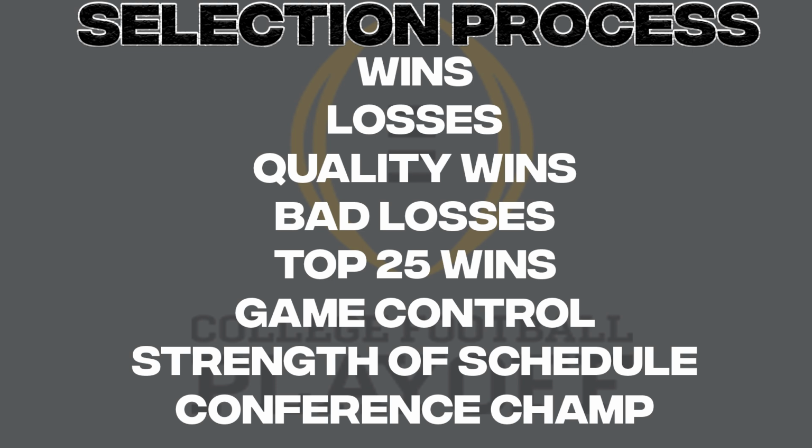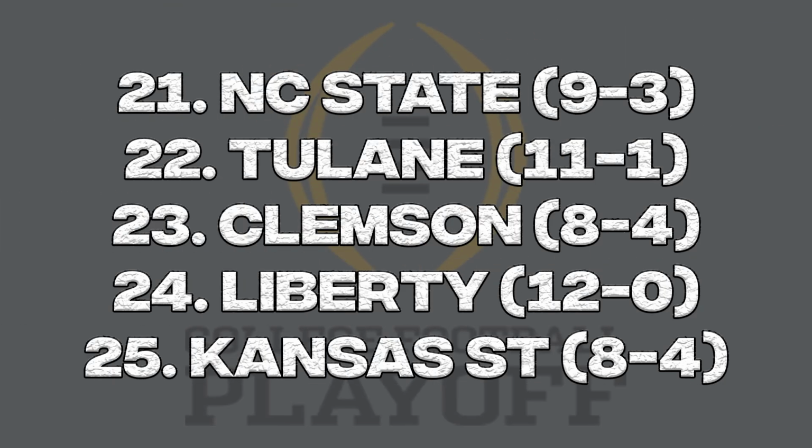So let's get cracking. The model is projecting K-State still staying in the top 25 after their loss to Iowa State at 8-4. Very interesting that the model is still keeping K-State in, even though they're 8-4. Game control is pretty solid at 14. So not a terrible game control if you are 8-4, especially with that strength of schedule at 12. Very solid.